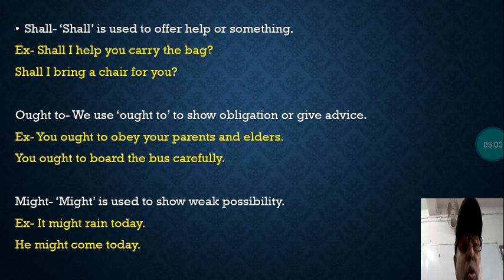You ought to board the bus carefully. Here again in the next sentence, ought to is showing advice, suggestion. You ought to board the bus carefully.